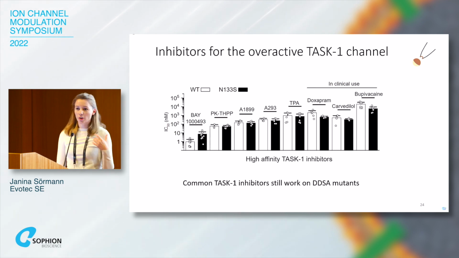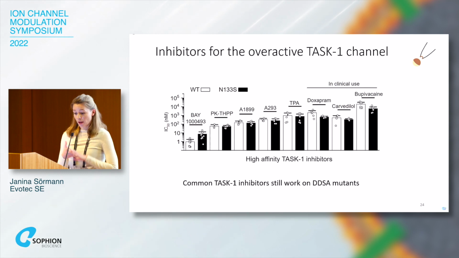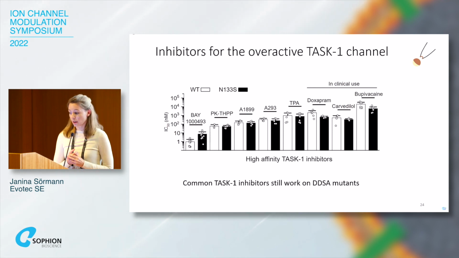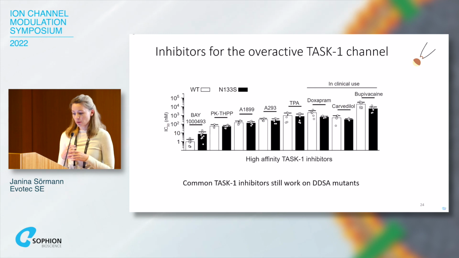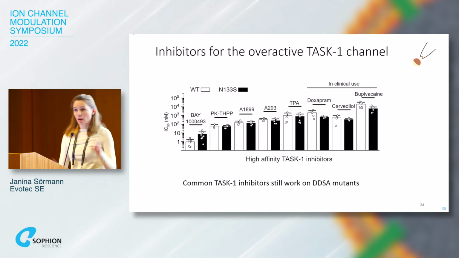So we do have these overactive channels, which cause sleep apnea and a developmental delay. We wanted to understand if there are inhibitors, because we know there are a lot of TASK-1 inhibitors. We tested the ones we use in the lab, but also drugs which are in clinical use. And we found that they're all still very responsive to our DDS mutations. The one which worked best is what we call the Bayer blocker.